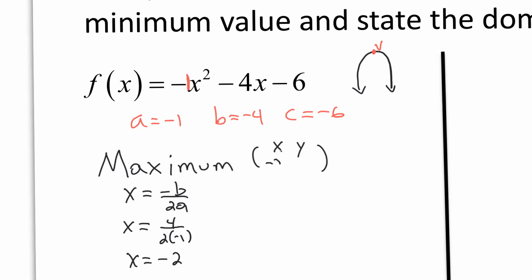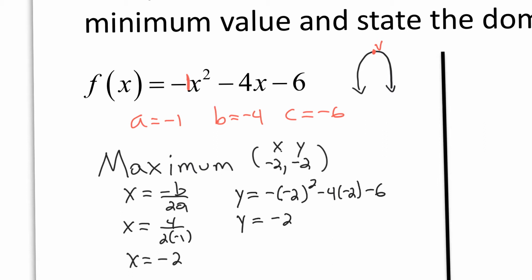So we have a negative 2 here for the x coordinate, and then I go back and I substitute this number into the x right here and right here. I'm going to change this to y because that's what I'm looking for here. F of x is the same thing as y. And I substitute the negative 2 into the function. So I have a negative times a negative 2 squared minus 4 times a negative 2 minus 6. So your y value is negative 2. So my maximum point is at negative 2 and negative 2.